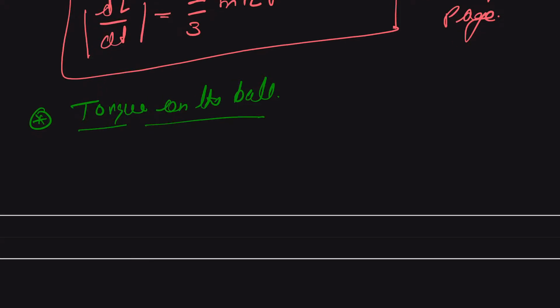So let me redraw the figure again. So this is the radius in which it is going to move, and this is the center, and we have small r its radius, and this is the center of mass. And suppose this is our vertical axis, and the center of mass is going to rotate in a circle. So this circle will be something like this.